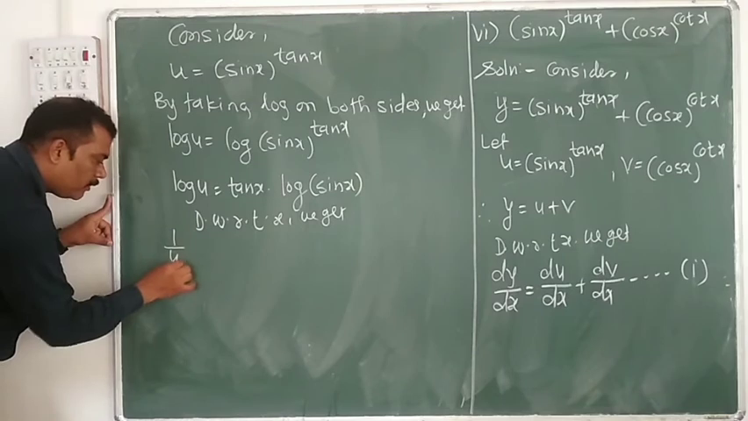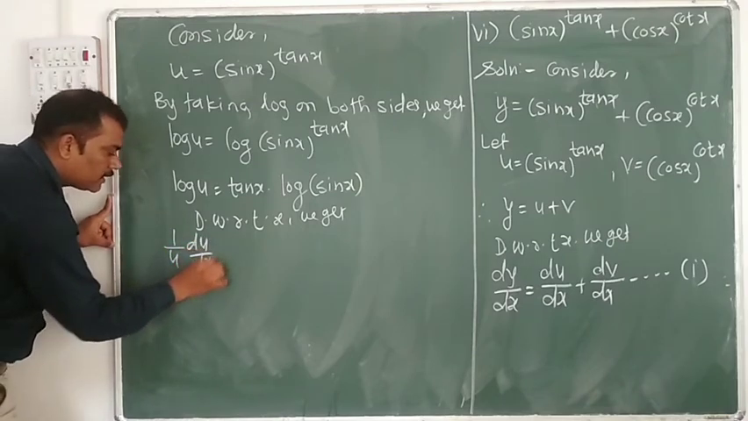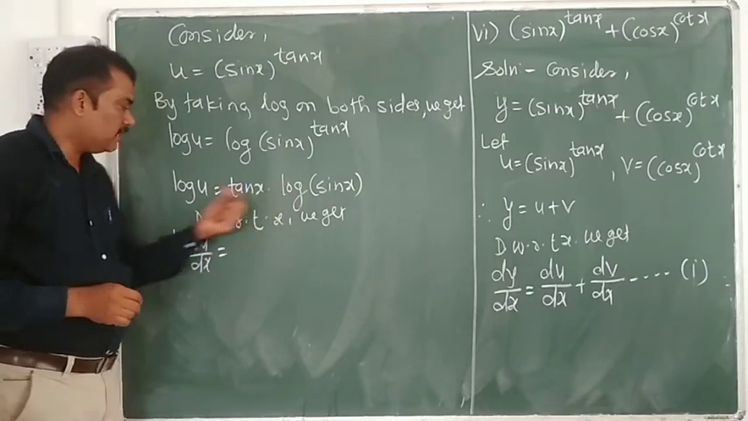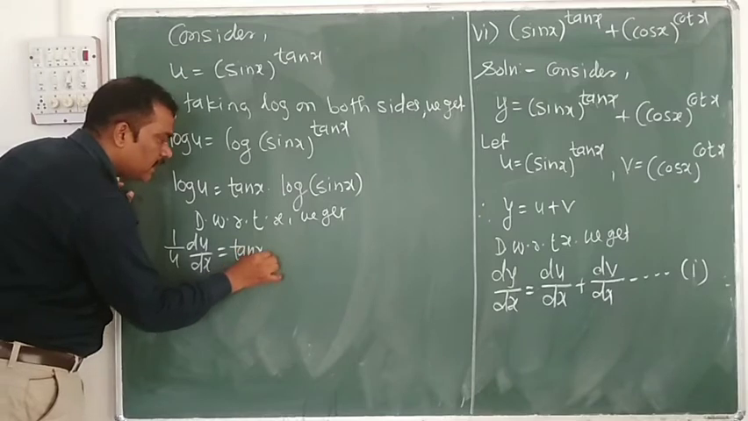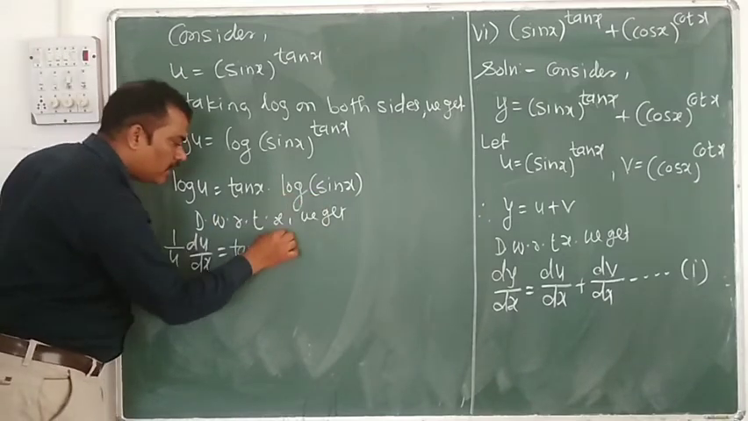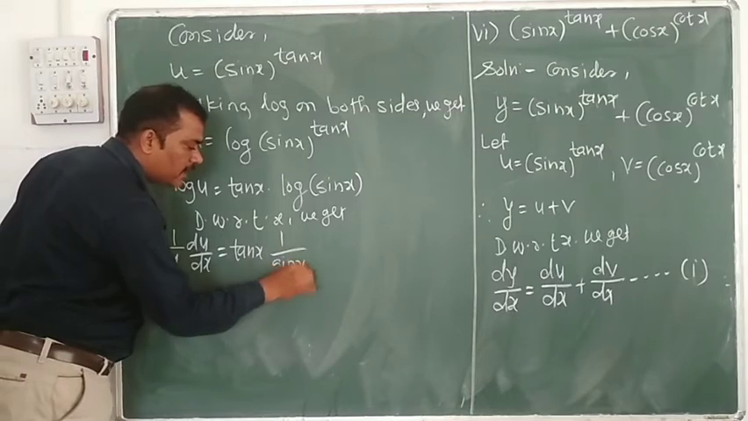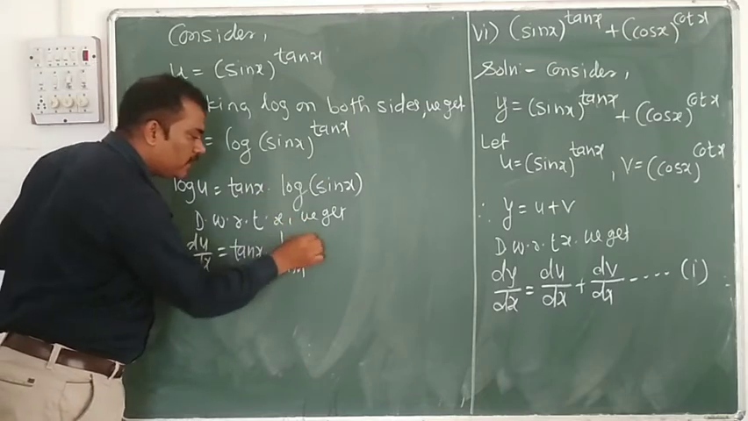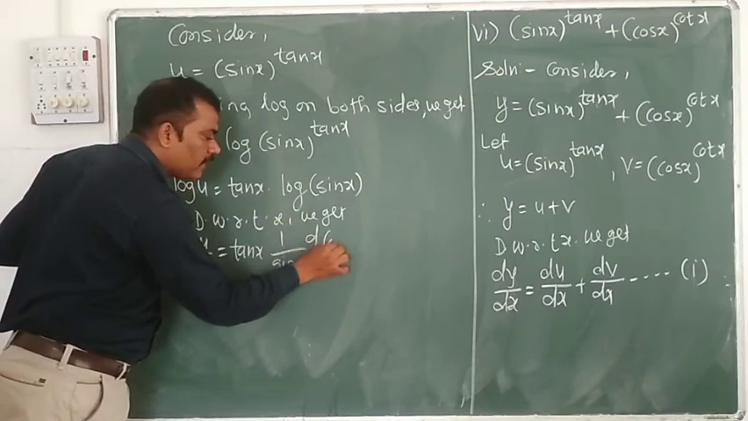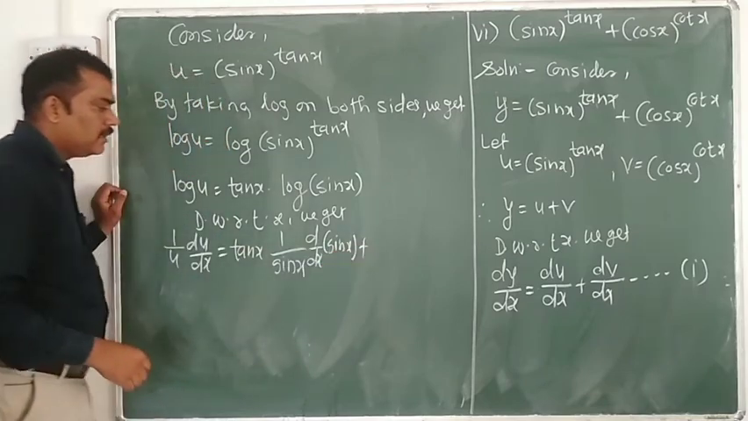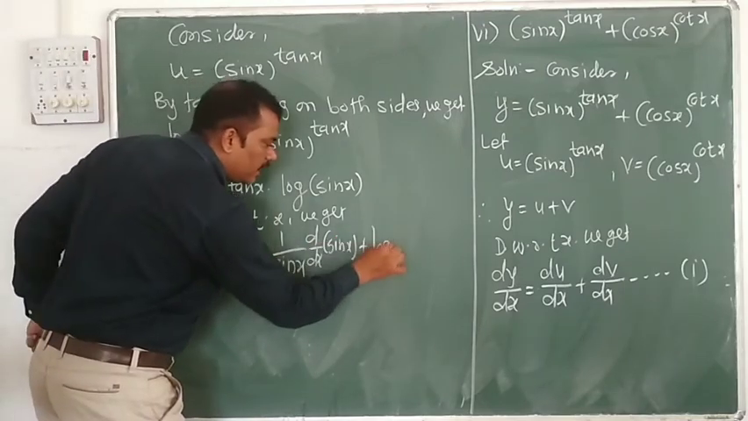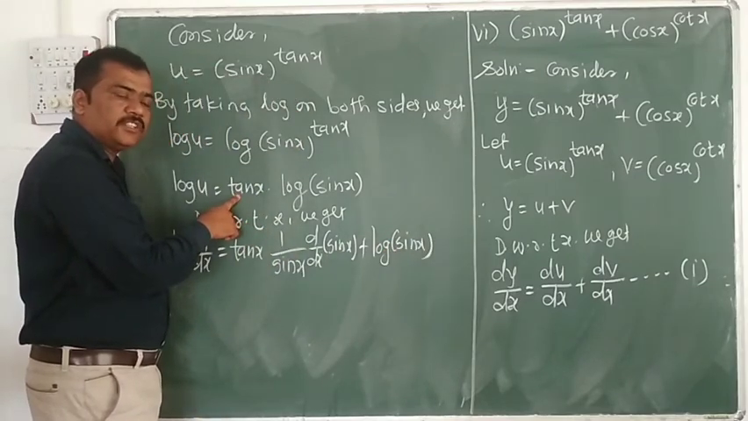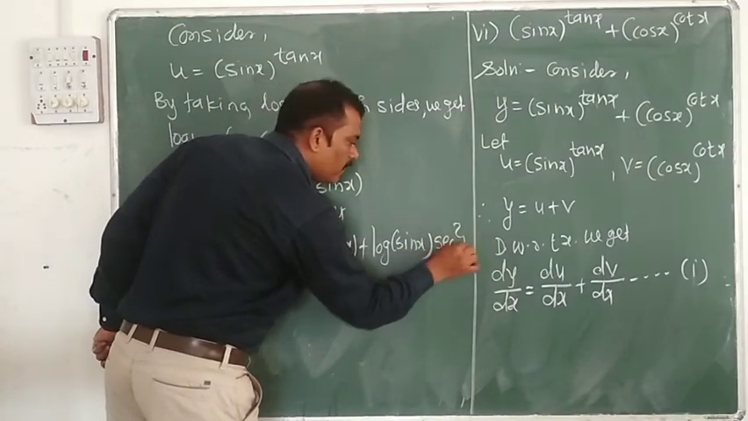What is the derivative of log u? It is nothing but 1 upon u into du by dx is equal to. Here we have to use the product rule for the differentiation. First function keep as it is, tan x as it is. Derivative of the second function: what is the derivative of log? Derivative of log is nothing but 1 upon x. Instead of x, we have to use sin x. First we take the derivative of log, then we take the derivative of sin x, that is d by dx of sin x. Plus second function as it is, log of sin x as it is. Now we have to take the differentiation of tan x. What is the differentiation of tan x? It is nothing but sec square x.